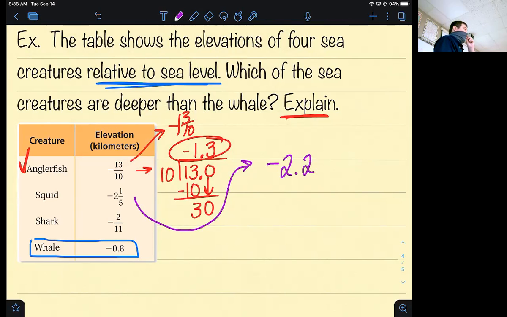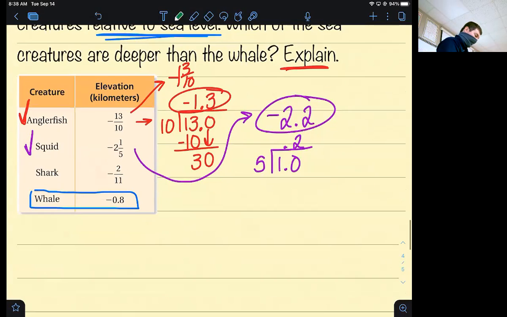If you don't remember that 1/5 is 0.2, you'll have to go off to the side and do 1/5. Yes, the 1 goes inside because it's the top number. You'll change it to 0.10 and you'll get, there's your 0.2. And don't forget there was a negative 2 in front, so negative 2.2. So there's your squid. Let me ask you this. Is the squid deeper than the whale? Yes. So put a check mark next to the squid.